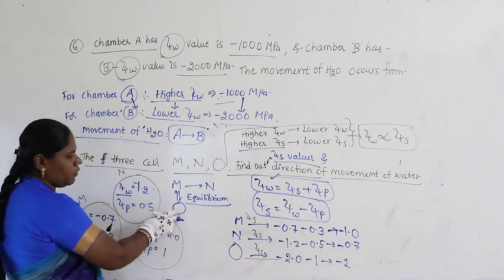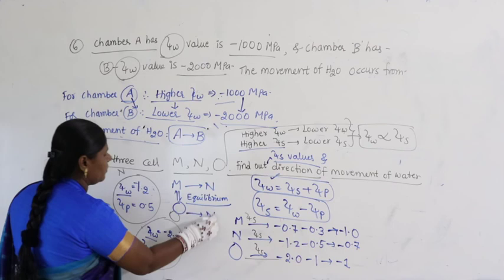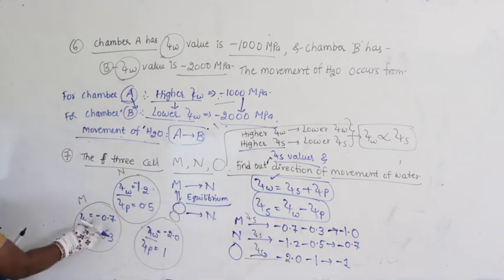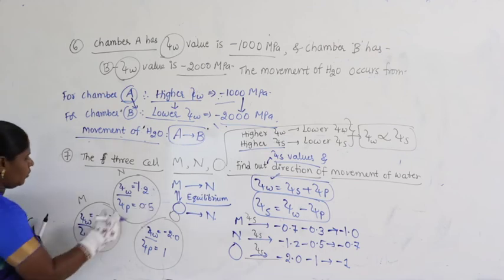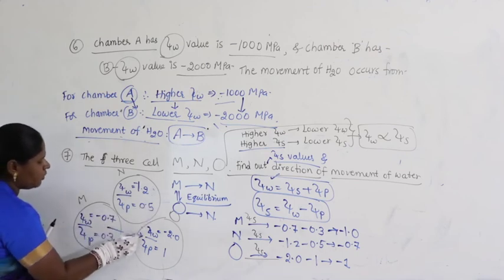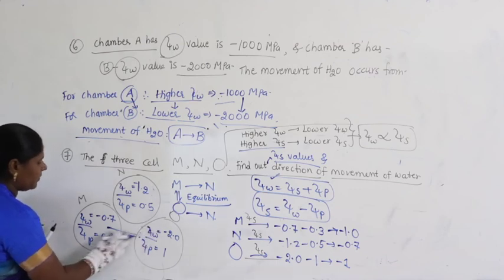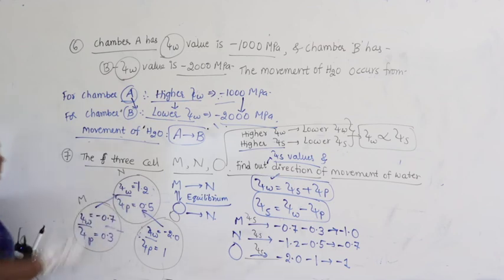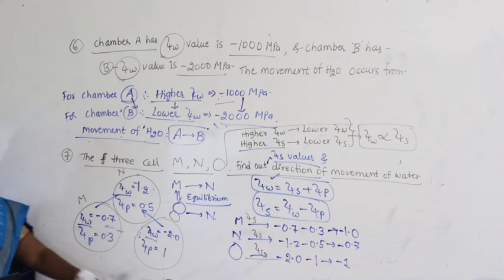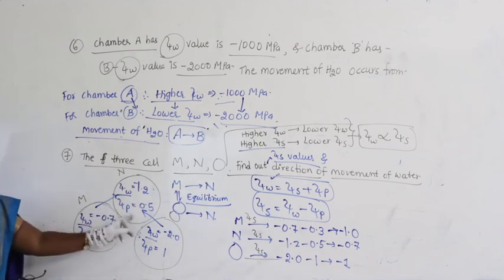M and O are in equilibrium, and O to N again. Look at the diagram here. Sometimes they will give diagrams in the options. So the movement is happening from M to N, sorry, in this case M to N and also O to N. Sometimes in the options they will give the diagrams, so M to N direction, or O to N direction.